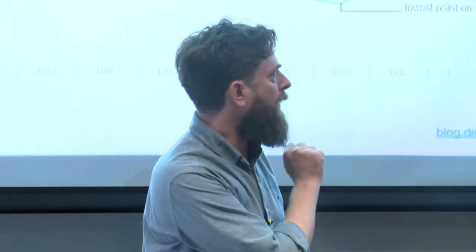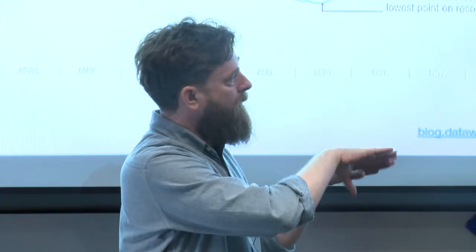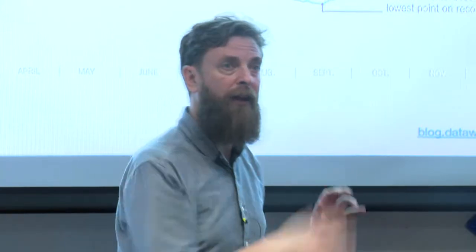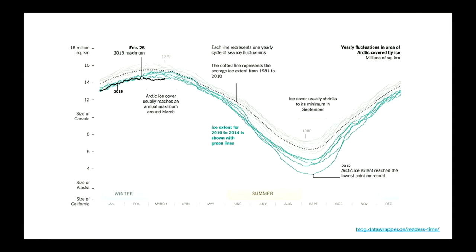It actually comes from the New York Times, and it's a graph series of several different years of the level of Arctic ice as it changes year on year. And what's so good about this are all of these little details. Remembering that this is in a newspaper for a general audience, one of the things is the repetition of the subject of the graph. So over and over again: Arctic ice cover, ice extent, sea ice cover, area of Arctic covered by ice, Arctic ice extent.